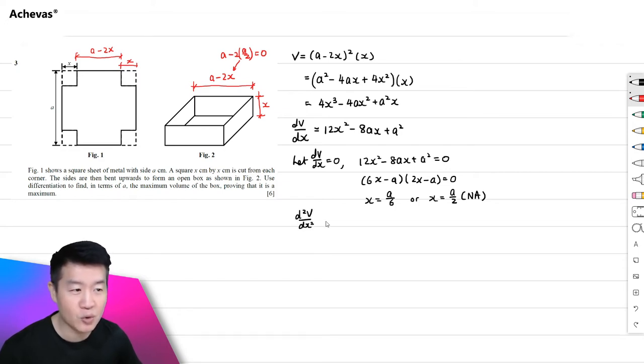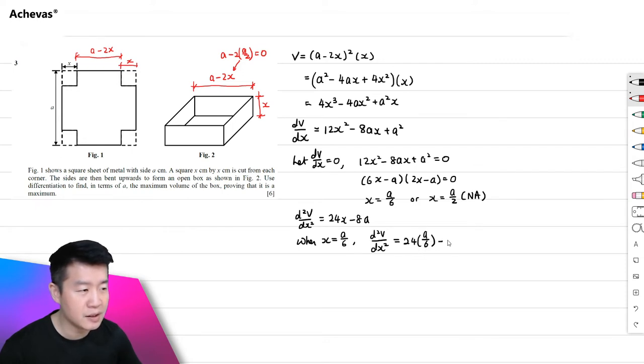So let's try d²V/dx². I'm going to use the second derivative test. Differentiating this, we have 24x − 8a. So when x is equal to a/6, d²V/dx² is going to be 24(a/6) − 8a. This is 4a − 8a, so it's −4a. a is a length, so a is going to be a positive number, which means that I'm seeing a negative value here. Therefore, we can now say that V is at its maximum.